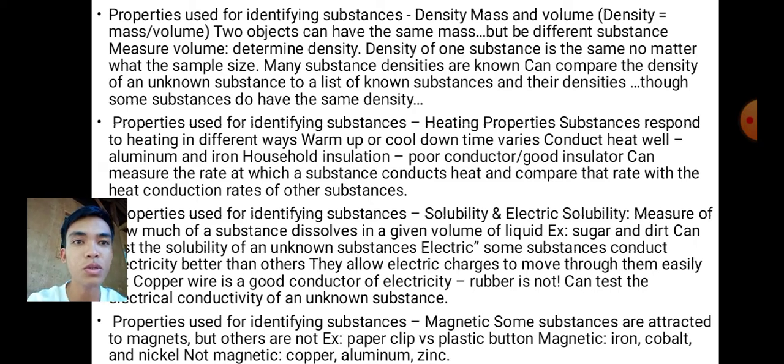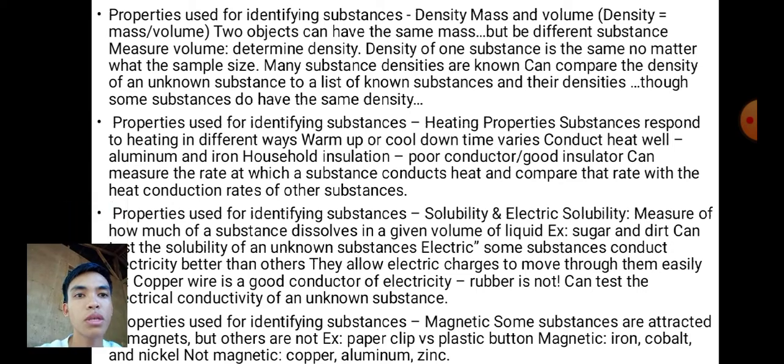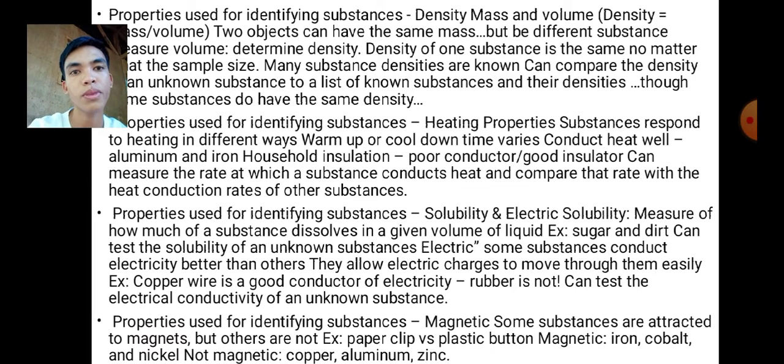Properties used for identifying substances: heating properties. Substances respond to heating in different ways: they warm up and cool down. Some materials conduct heat well, like aluminum and iron. Household insulation is a poor conductor, a good insulator. You can measure the rate at which a substance conducts heat and compare the rate with the heat conduction rates of other substances.